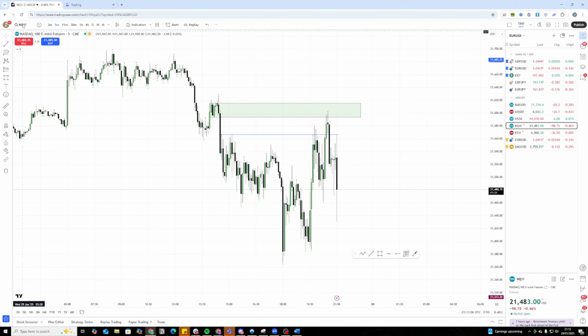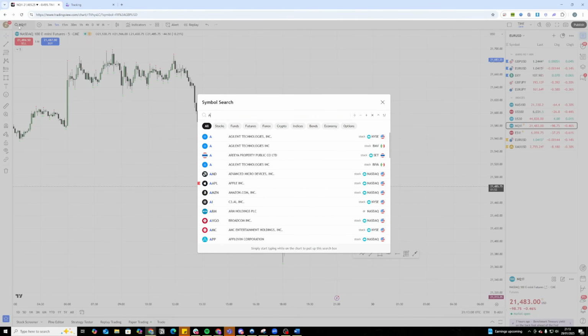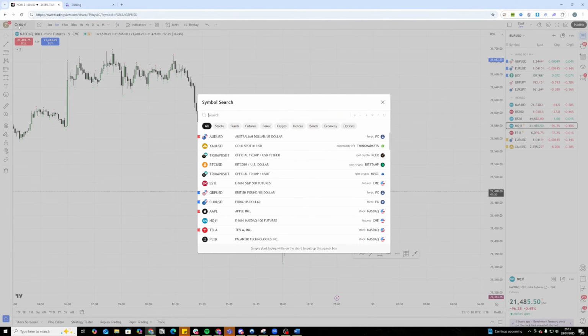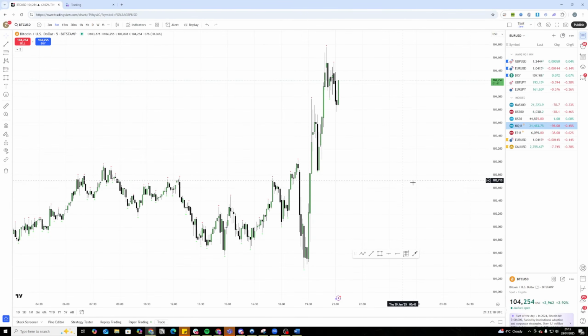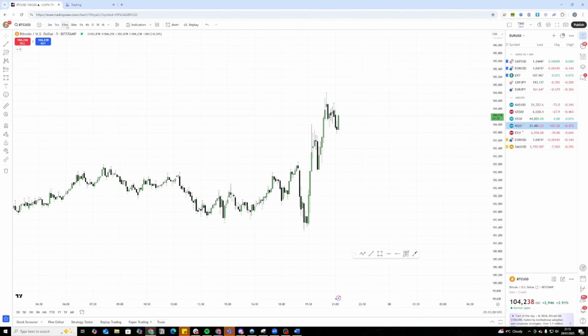We could even look for, just to show the example, a really random pair. Someone give me a really random pair and I'll find you a setup that happened today using this strategy. Just a really weird one. BTC USD, okay? BTC, what did we get on BTC?